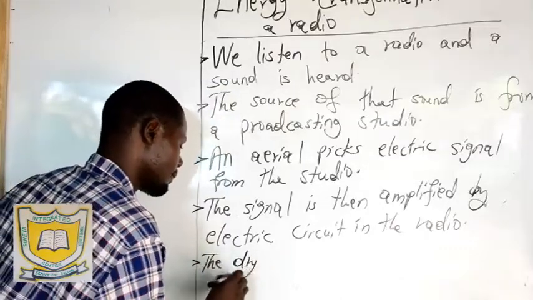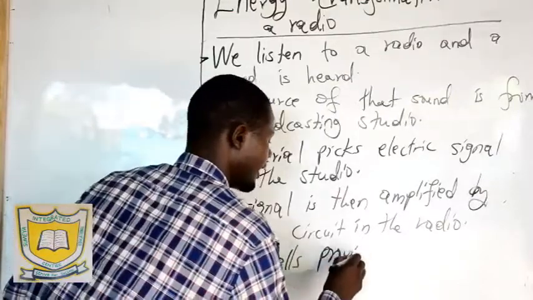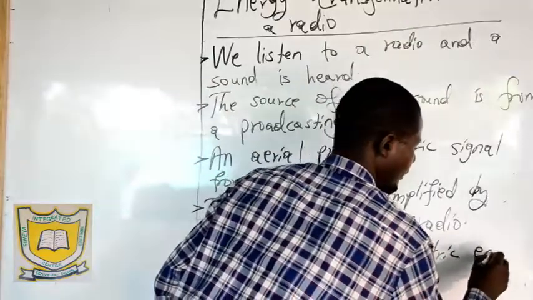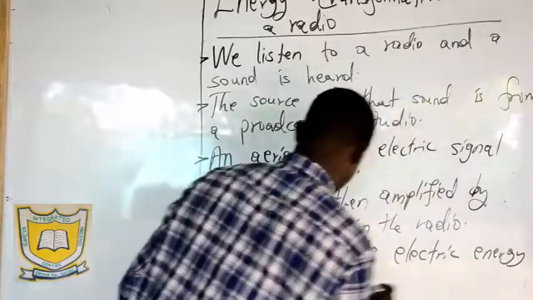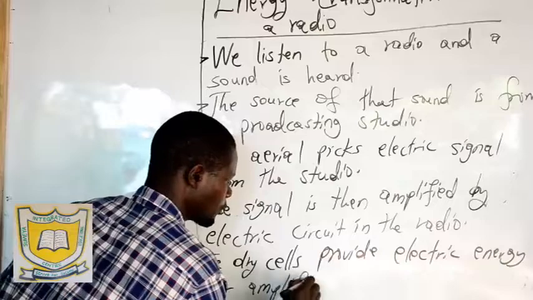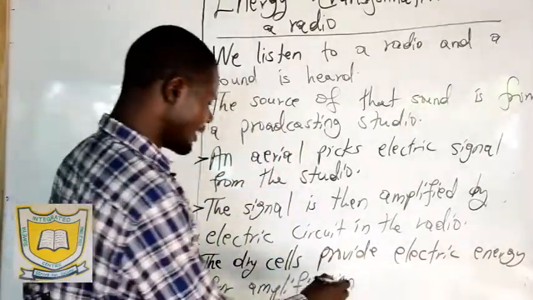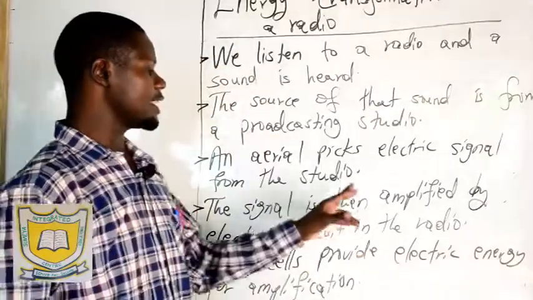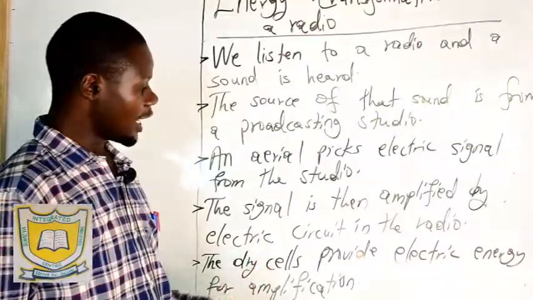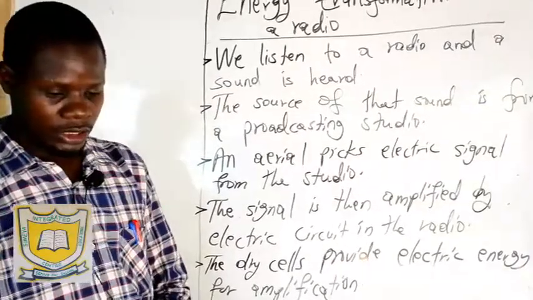The dry cells provide electric energy for amplification. What is providing the energy for that amplification of the signal are the dry cells. The source of energy is from the dry cells that perform amplification of the signal in the radio.